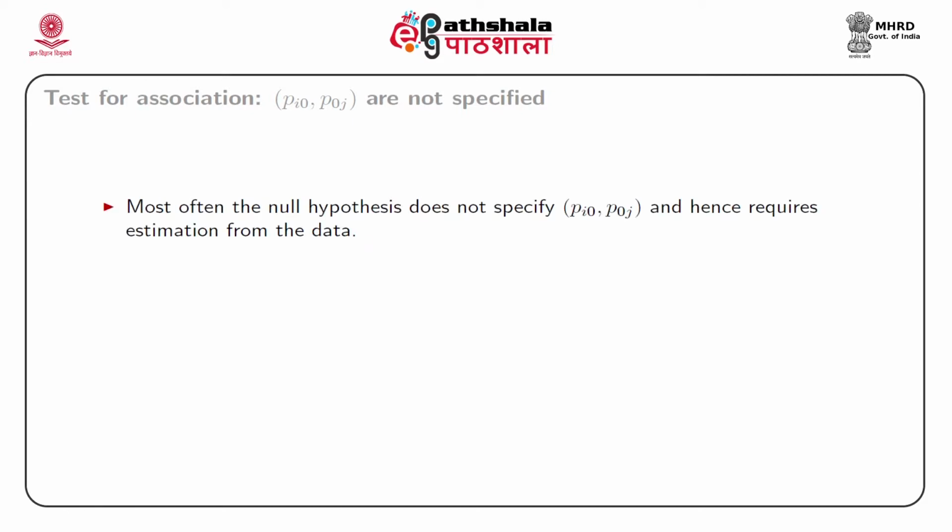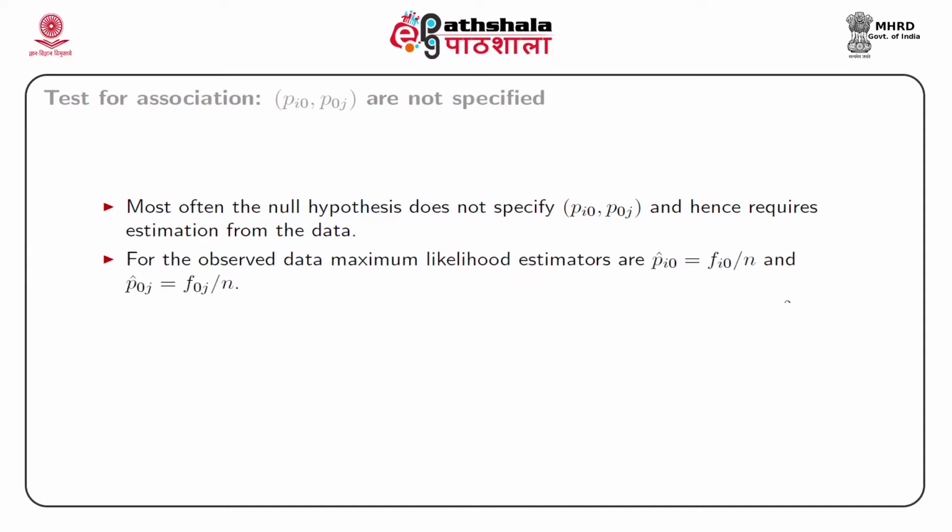But most often the null hypothesis does not specify Pi0 and P0j, and hence we should estimate these unknown quantities from the data. For the observed data, the maximum likelihood estimators are denoted by Pi0 hat, which equals Fi0 divided by n, and P0j hat, defined by F0j by n. So we are estimating marginal probabilities by marginal total frequency divided by total frequency. Plugging in these estimates, we get the statistic Tn dash, which can be equivalently expressed as n times summation i from 1 to k, summation j from 1 to L, Fij square divided by Fi0 F0j, minus 1. Since under the null hypothesis Tn dash has a chi-square distribution with degrees of freedom (k minus 1) times (L minus 1), a large sample test can be constructed as earlier.